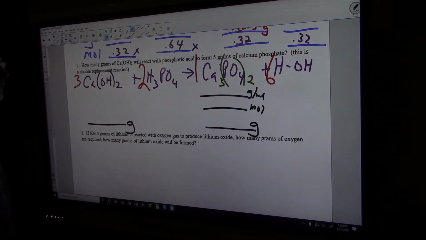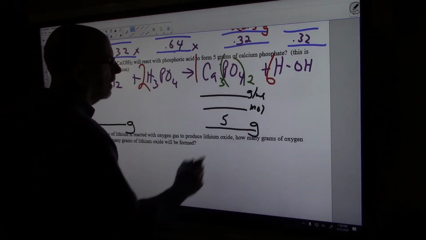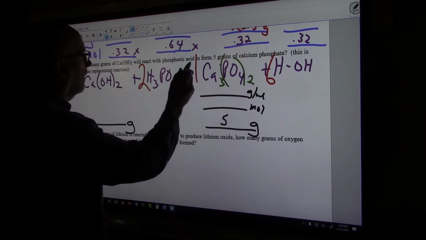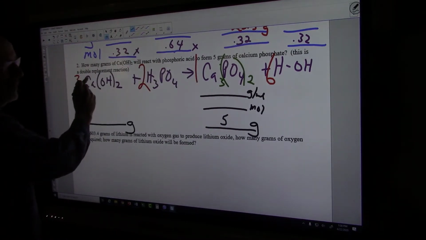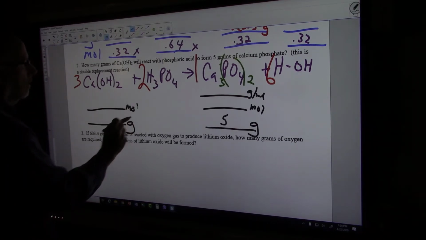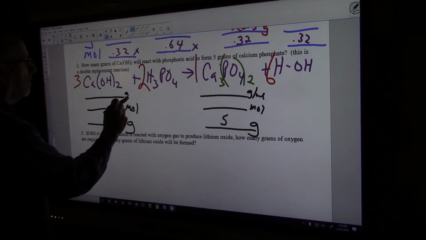The only question that I have to answer is this one right here. That is what I'm going to need to get. It says 5 grams. I'm going to make 5 grams of calcium phosphate. I'm going to calculate the moles of this. I've got a 1:3 multimole ratio. So I'm going to have 3 times as many moles here. And it says how many grams, so I'm going to need the molar mass of this, the grams per mole.